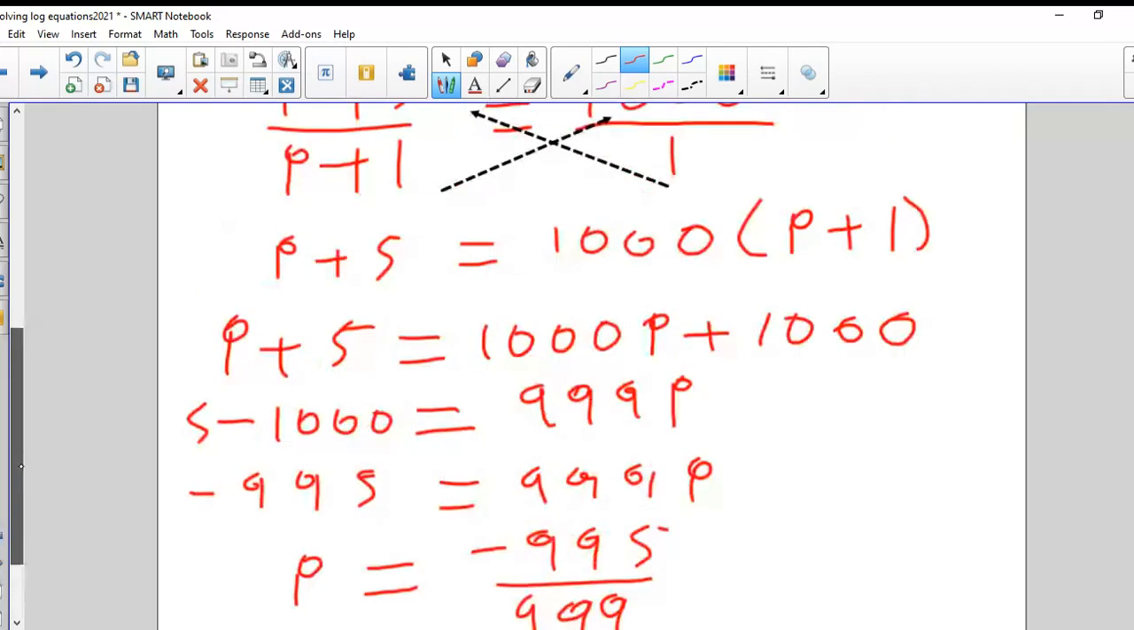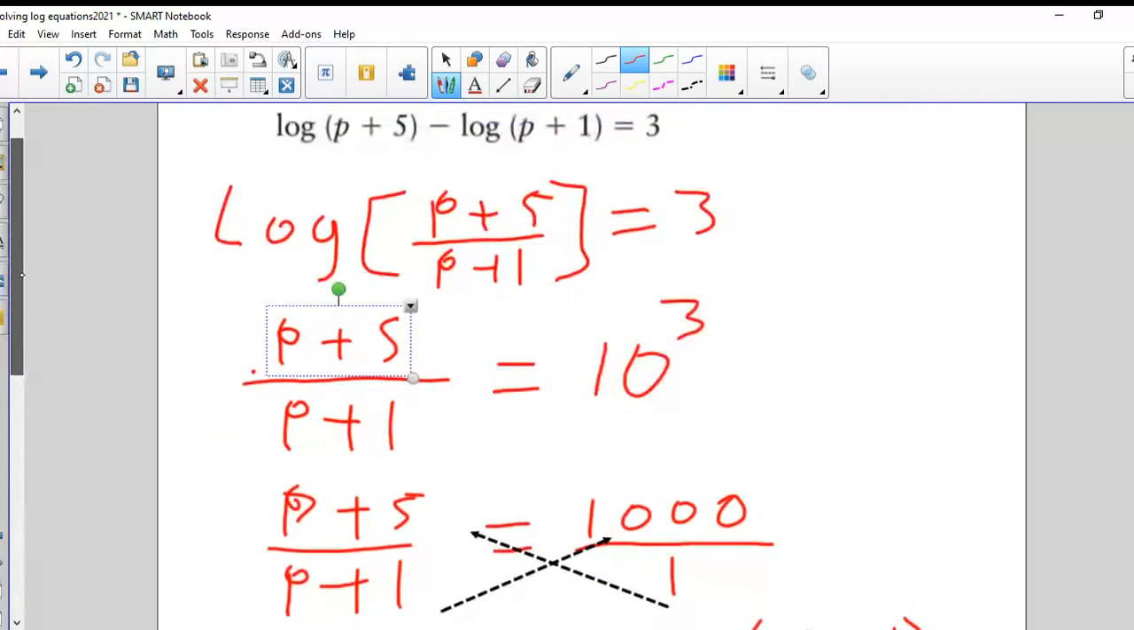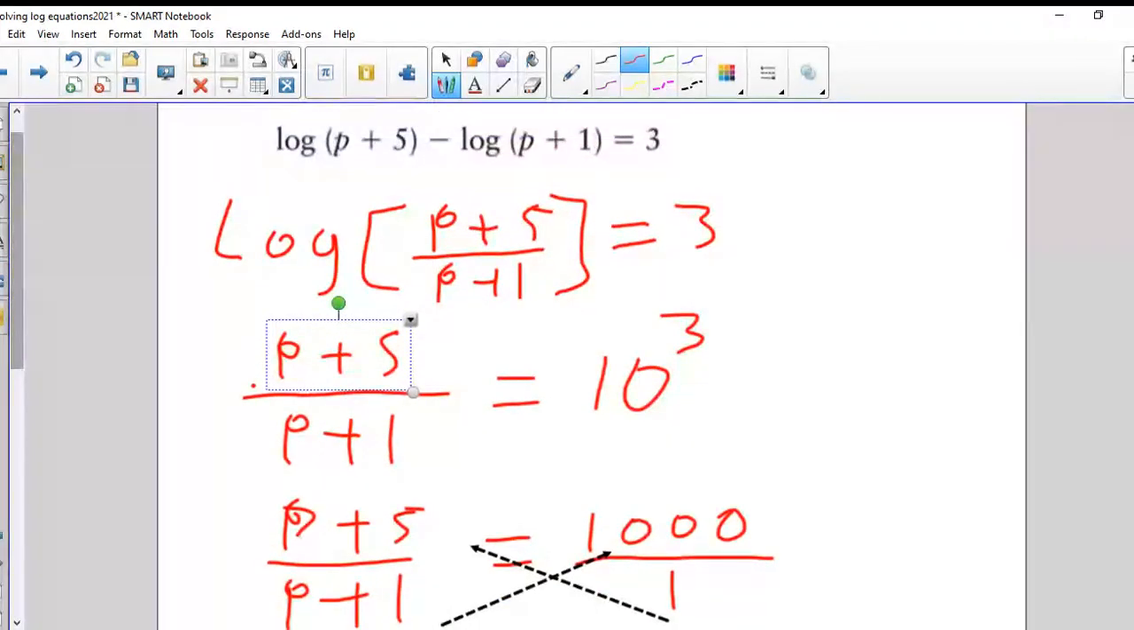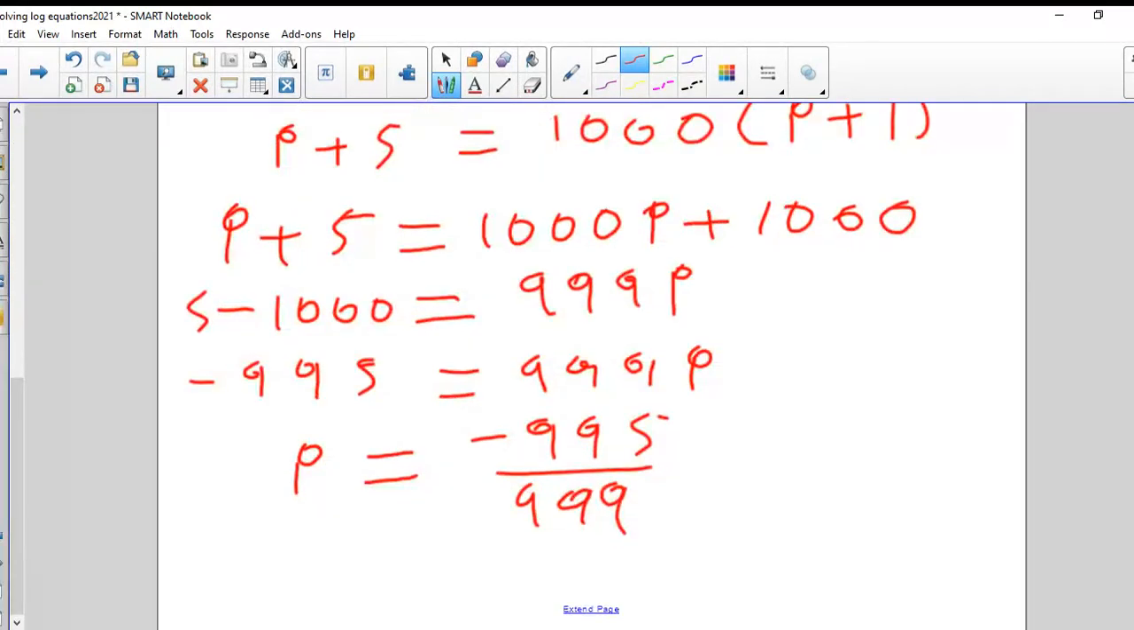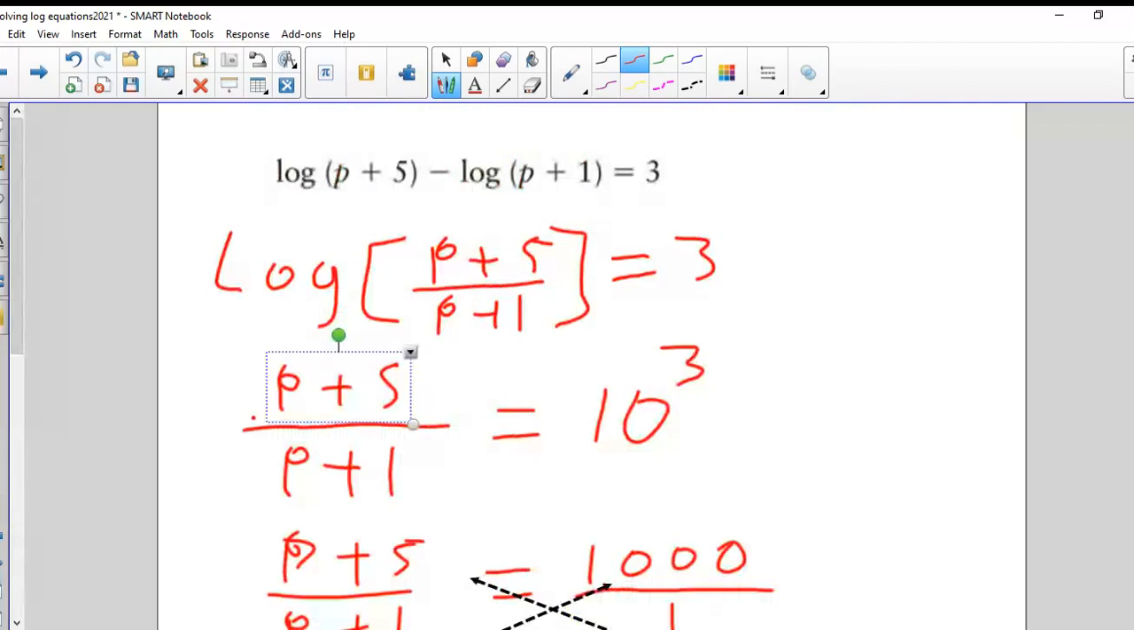Now, does this answer cause a problem? Let's go back up and look. We always have to compare that to the original. This number that we're looking at is very, very close to minus 1. Very, very close to minus 1. Just a little bit less than minus 1. So does that cause an issue here?